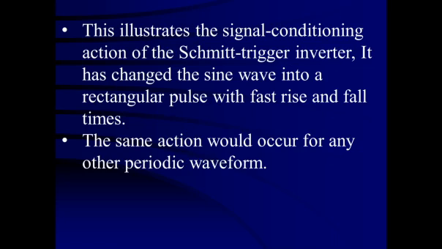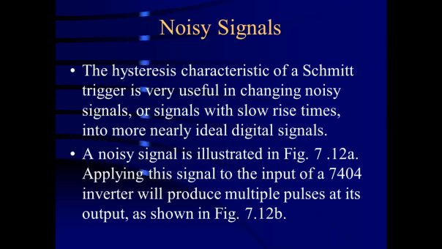This illustrates the signal conditioning action of the Schmitt trigger inverter. It has changed the sine wave into a rectangular pulse with fast rise and fall time. So this is the advantage of the Schmitt trigger circuit. That means the input was a sine wave, and it is converted into a rectangular waveform which has fast rise and fall times. That means this can work as a clock waveform for any digital system. The same action would occur for any other periodic waveforms.